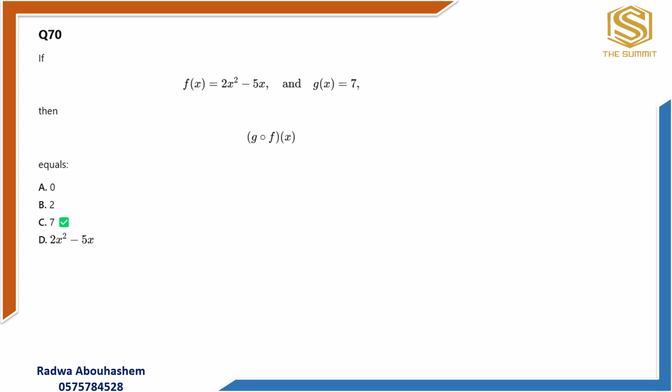f of x equals x power 2 minus 5x and g of x equals 7, and he's asking you about g composite f. This means I'm going to replace whatever x is in the g with the function f of x. But I have here 7 without any x. There is no x. So this means I cannot take a composite function, so the answer is 7.